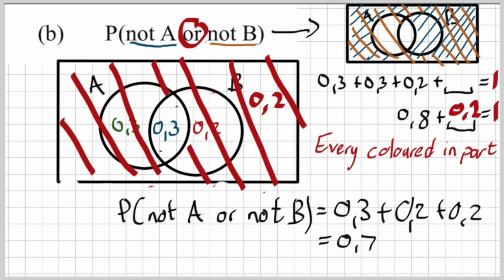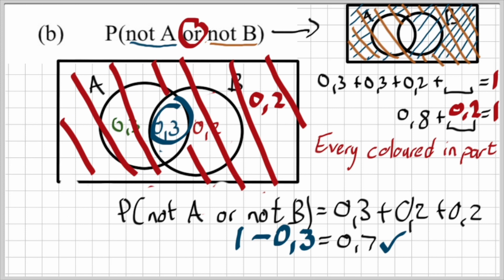There is an alternative, ladies and gentlemen, which is that the only part that's not colored in is that 0.3. Let me do it in blue. 0.3. So I could just as well have said it's everything but the 0.3, which also gives me 0.7.